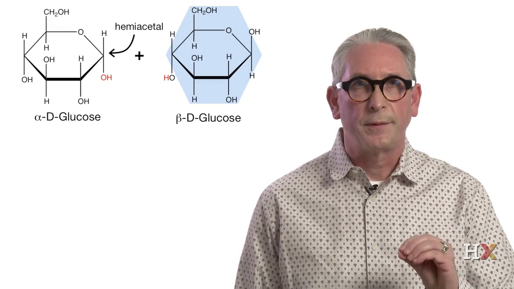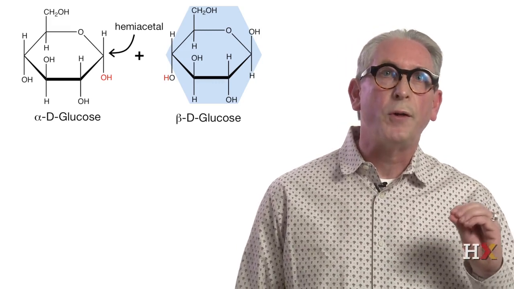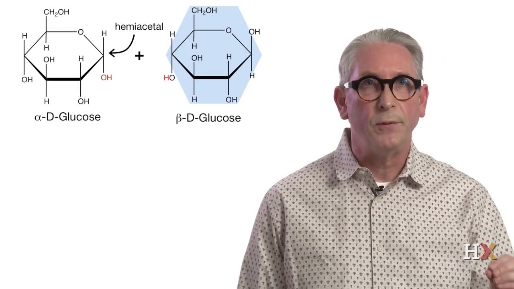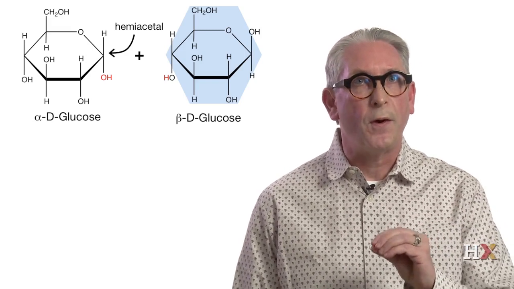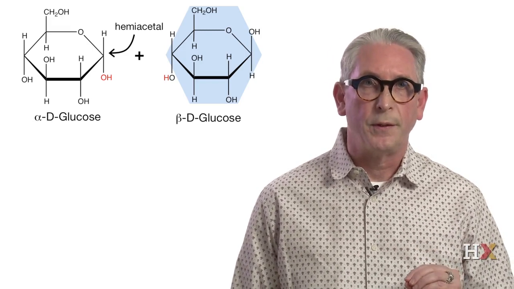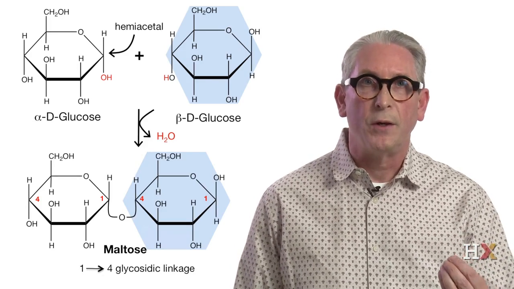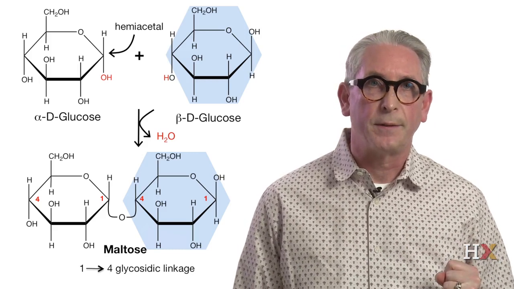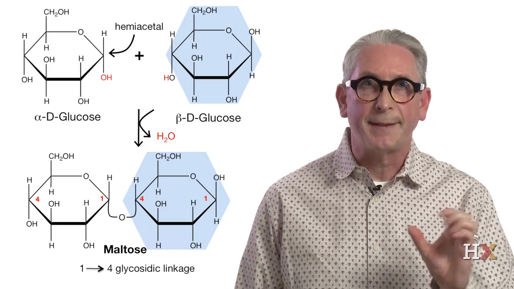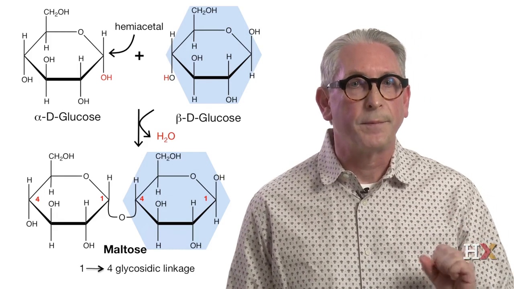Alpha-D glucose can react with beta-D glucose. So the carbon 1 carried by alpha-D glucose can react with the carbon 4 of beta-D glucose to form what is called a glycosidic linkage, or more exactly a 1,4 glycosidic linkage. We have now a disaccharide, which is called maltose.